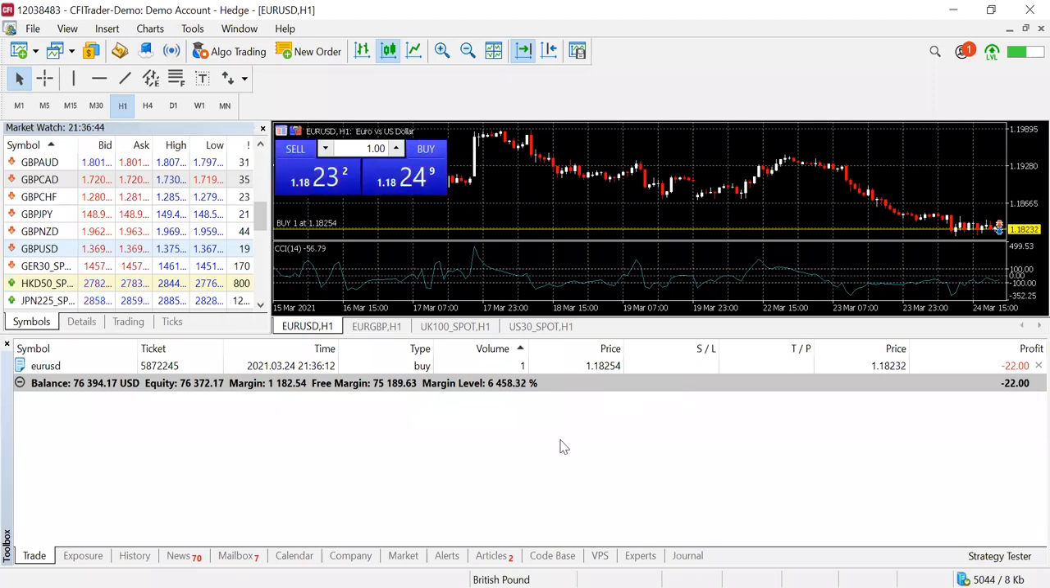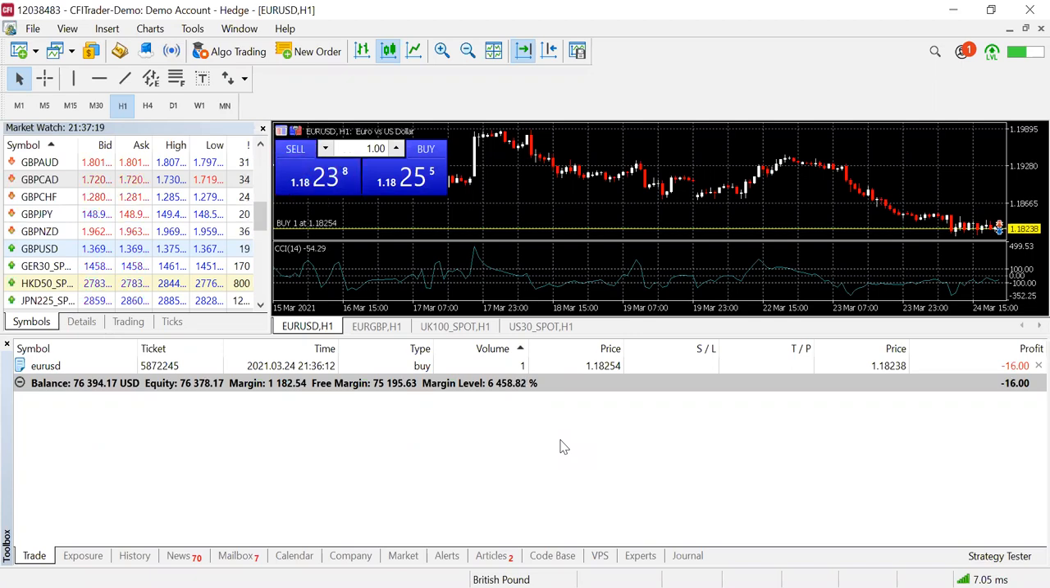With the margin level, it's very important to have a quick look at this number, at this percentage, because once you see your margin level at 100% or lower, you can't place any more trades. That basically means you're in a margin call. So you have two options: you either close any of the positions that you currently have in the market, or you simply deposit more money into your account.